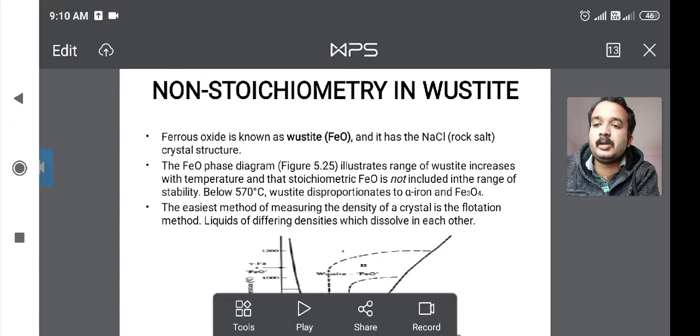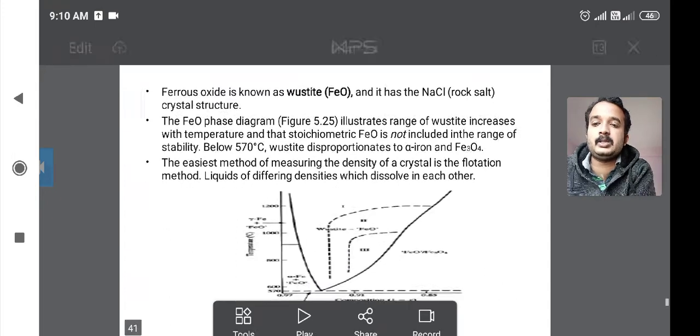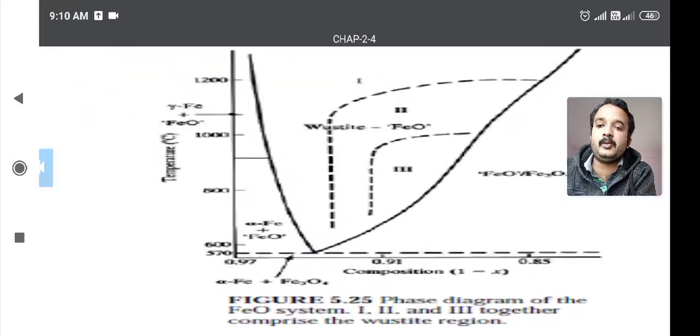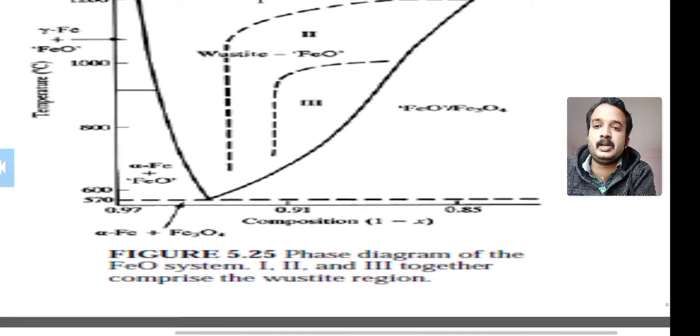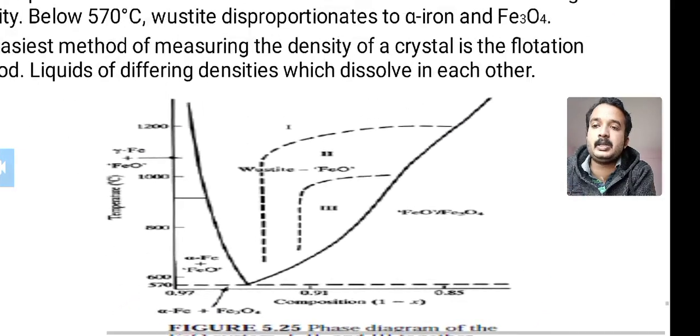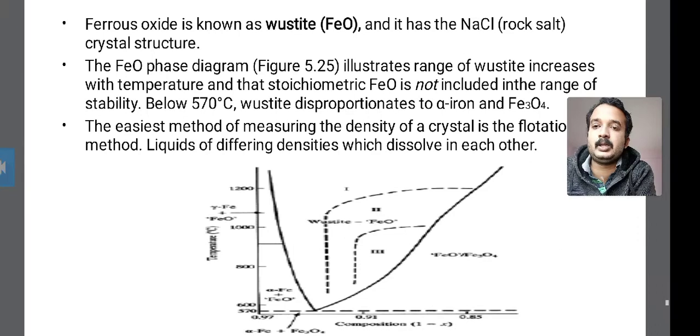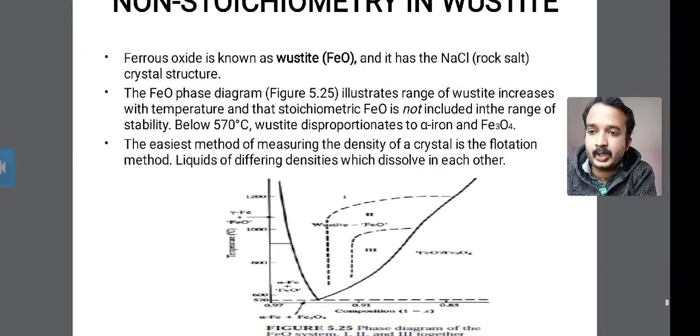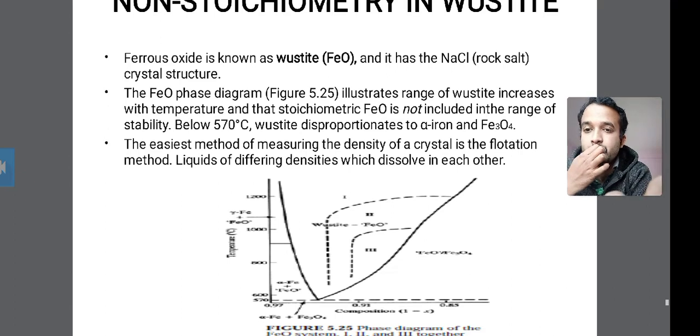Okay, the ferrous oxide phase diagram. Look at this ferrous oxide phase diagram. This phase diagram illustrates that the range of oostide increases with the temperature, and the stoichiometry of FeO is not included in the range of stability.